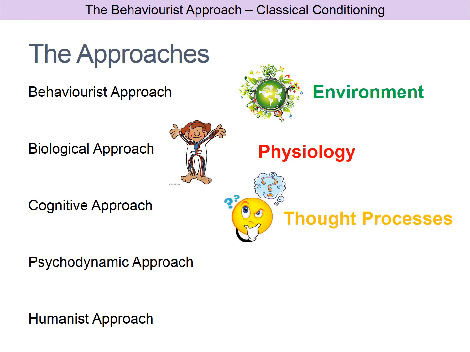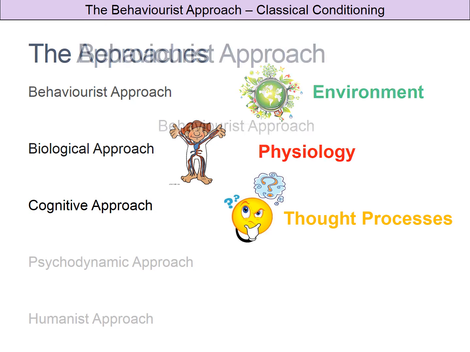The cognitive approach is focused on cognitions, also known as thought processes. So the cognitive approach, the key concept there is that it's these thought processes that actually determine how we behave. The humanist approach you don't need to know until A-level, so we will come back and look at those in later screencasts as we go into year 13.